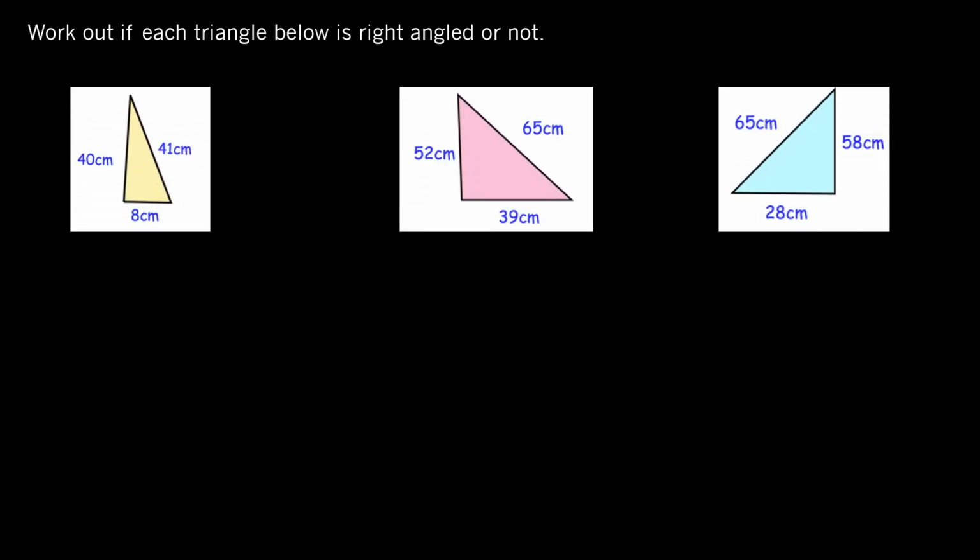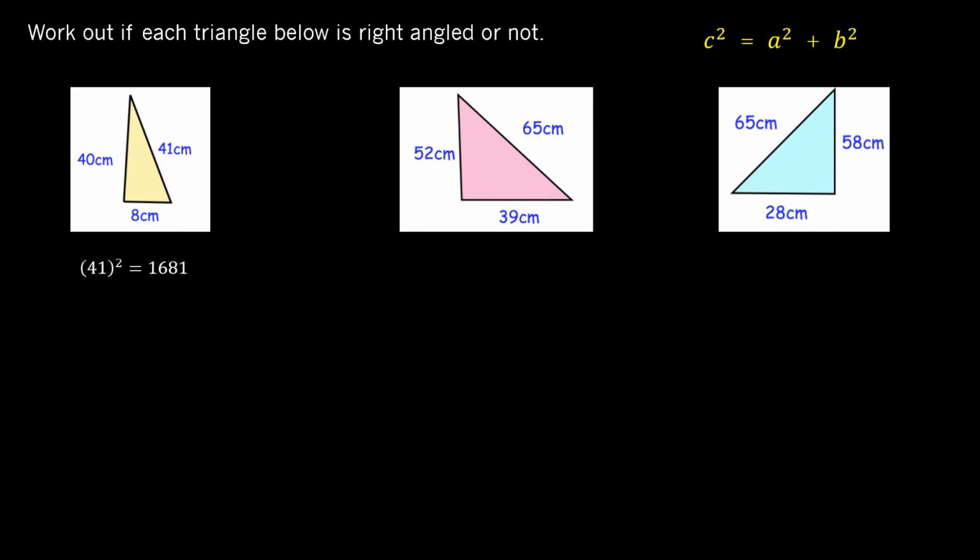Okay, see this example. Work out if each triangle below is a right angle triangle or not by using the Pythagoras theorem. We have three triangles here. Let's start with the first triangle, which has sides 40, 8 and 41. By using the Pythagoras formula, C power 2, which is the hypotenuse, equals the altitude side power 2 plus the base side power 2. So here the altitude A is 40, the base is 8, and the hypotenuse, if it is a right angle triangle, is 41, which is the longest side.